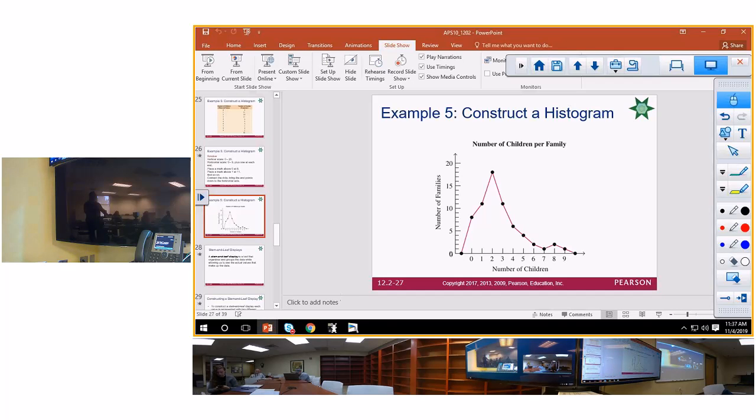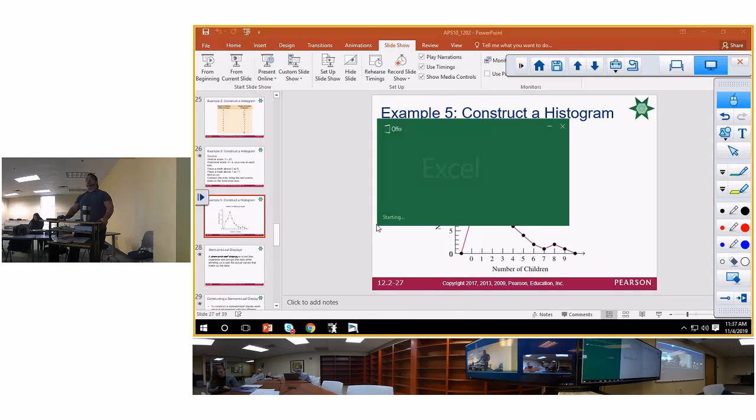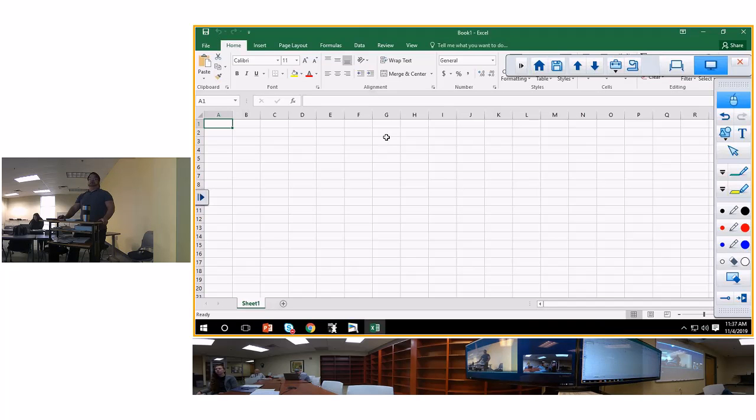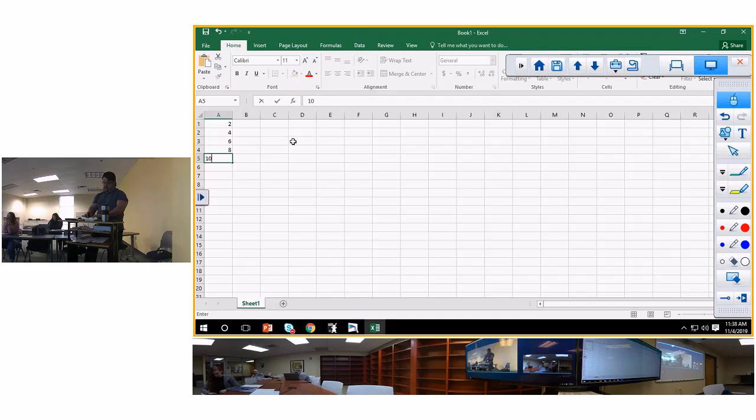Now, how do you do the Excel spreadsheet? Pull up Excel, or what do y'all call it on y'all's Google Sheets? 2, 4, 6, 8, 10, 12, 14. And 1, 2, 3, 5, 8, 7, 2, 1. Oops, wrong one.